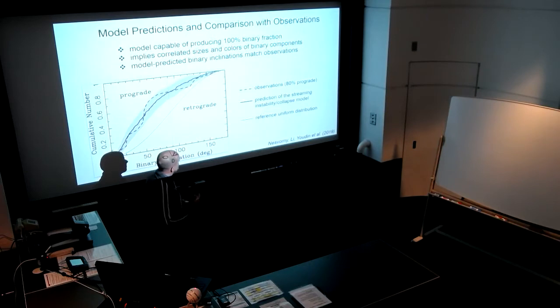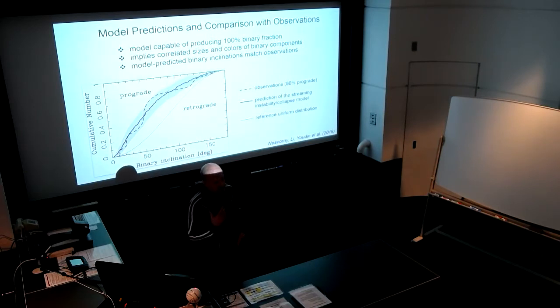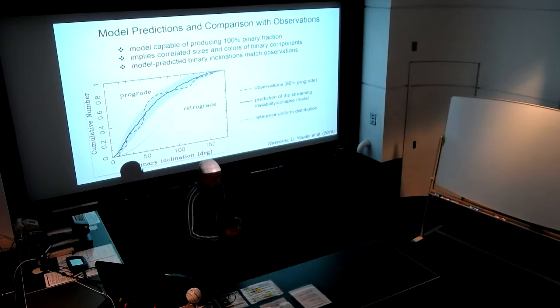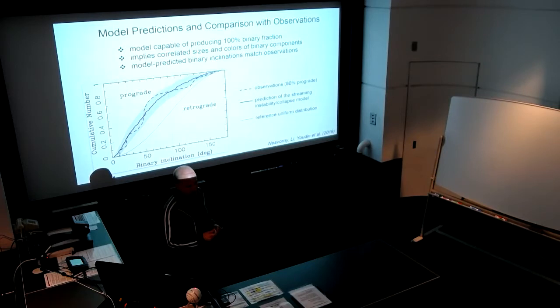And more importantly, even these people made predictions for the inclination distribution of the binaries, and according to them, the capture model should produce a preference for retrograde motion, a strong preference for retrograde motion, which can be ruled out by these observations.